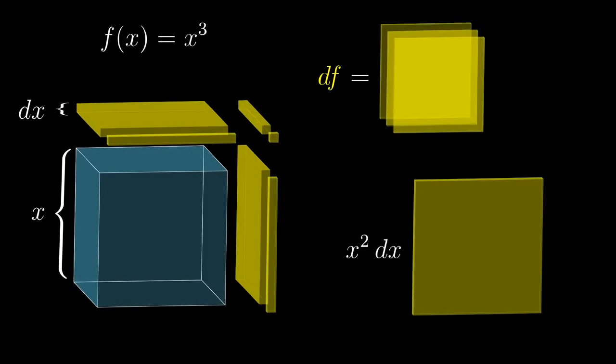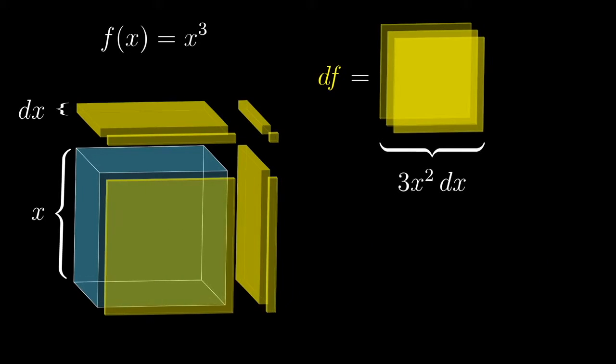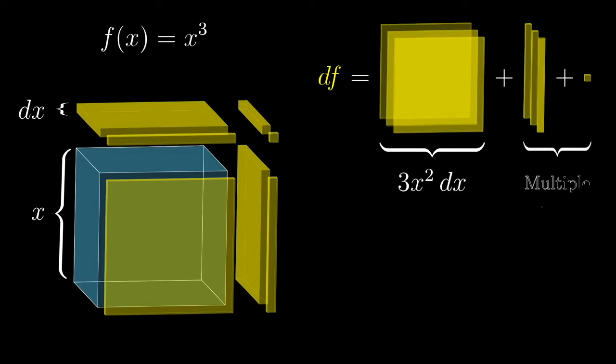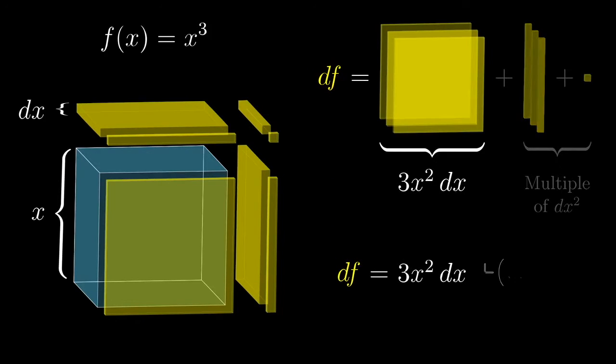Each of those thin squares has a volume of x squared times dx, the area of the face times that little thickness dx. So in total, this gives us 3x squared dx of volume change. And to be sure, there are other slivers of volume here along the edges and that tiny one in the corner, but all of that volume is going to be proportional to dx squared, or dx cubed, so we can safely ignore them. Again, this is ultimately because they're going to be divided by dx.